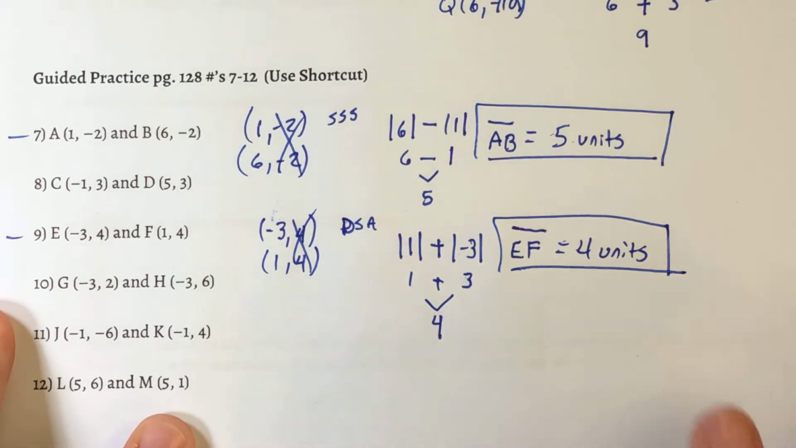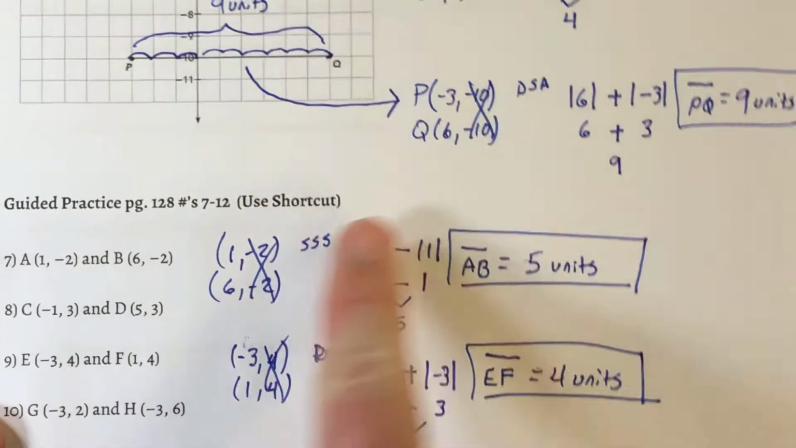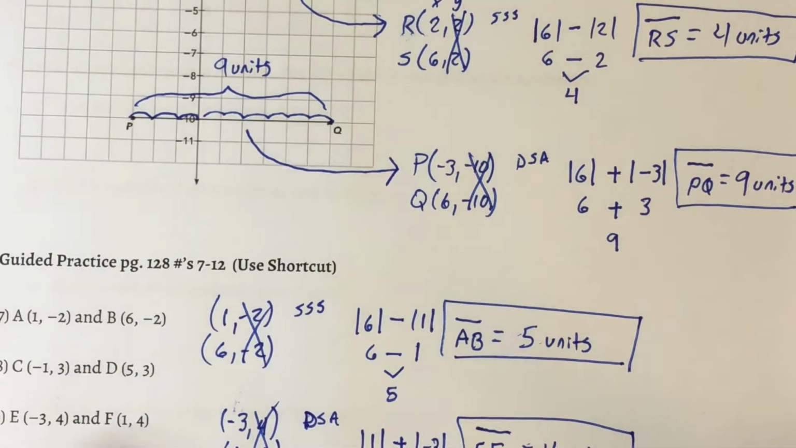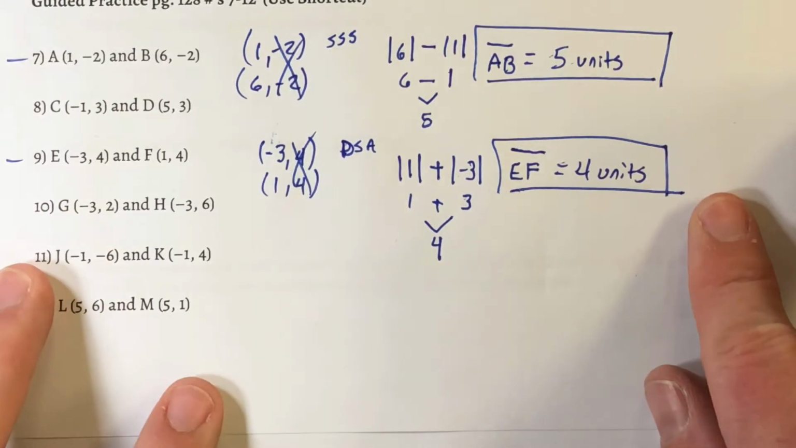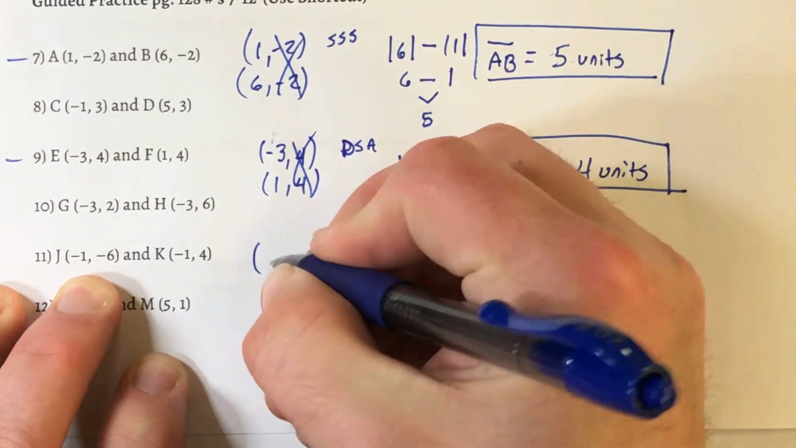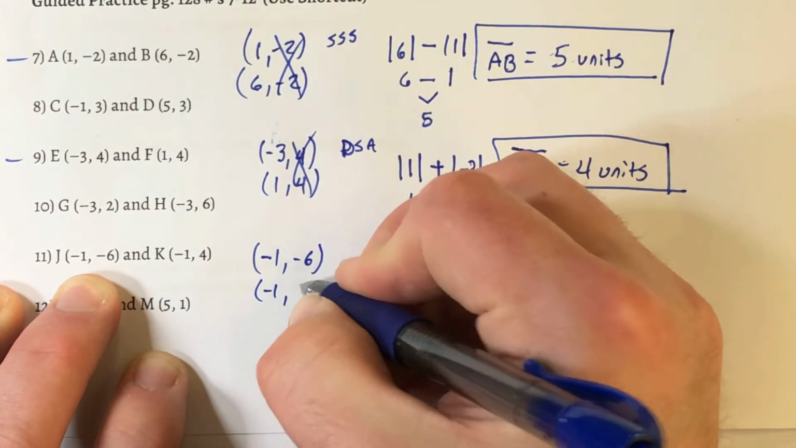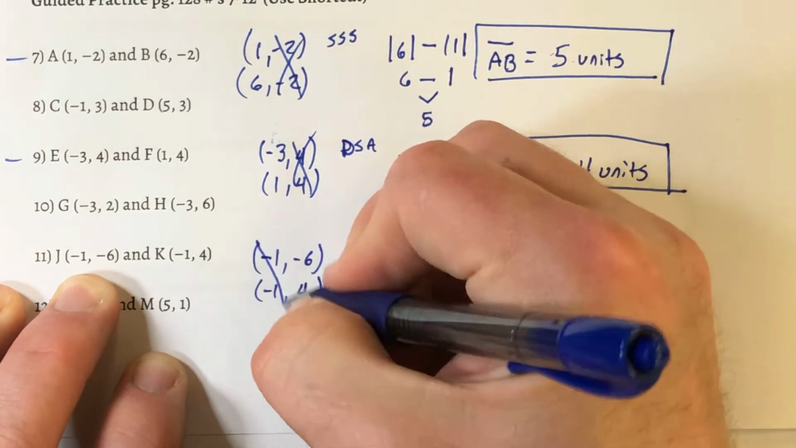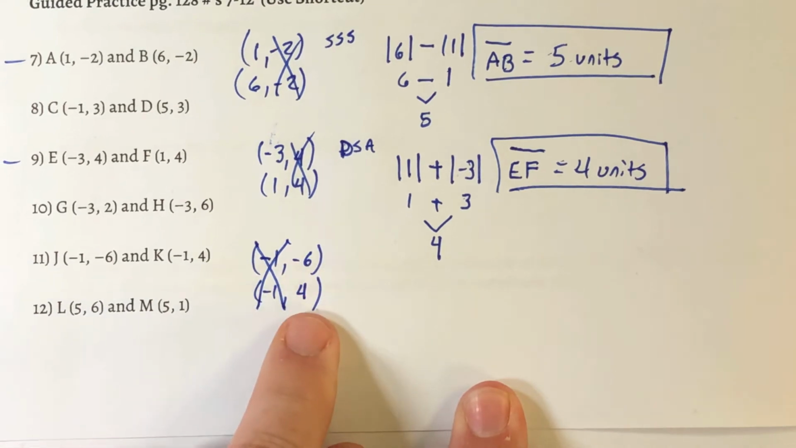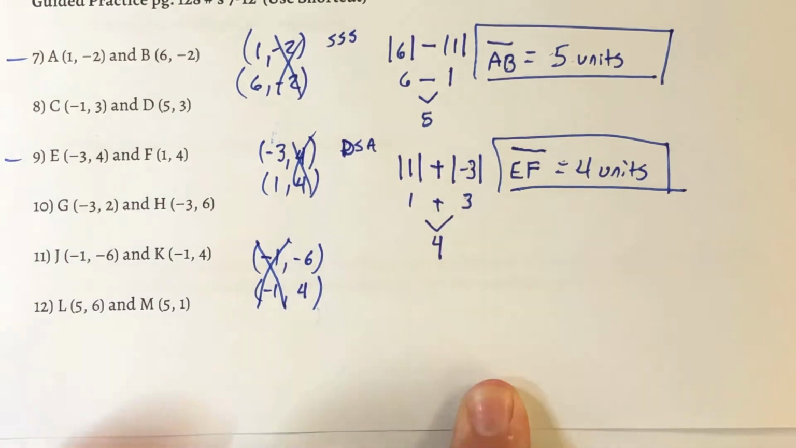Now, one more thing before we move on. You'll notice that all of the identical coordinates just happen to have been our y values. That is just a coincidence. It could happen for your x values. For example, on number 11 here, if I were to do -1, -6 and -1, 4, the ones that are identical are those, I would cross those out, meaning I'm going to deal with these. They are different signs, so I would add the absolute values.